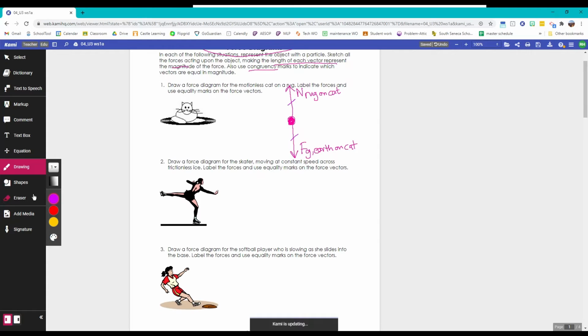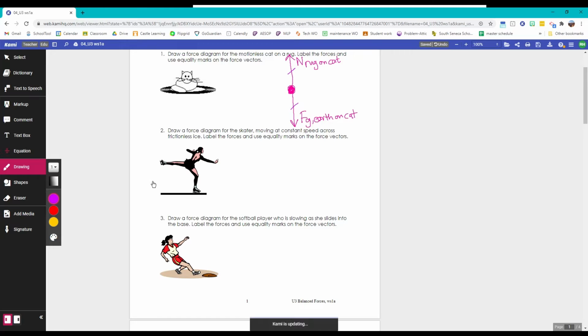Let's look at the second problem with the ice skater. Switch to green. Okay, so ice skater is my system. I missed that part on the cat. Just the cat, not the rug, is in my system. The ice skater is in the system. Reduce the ice skater to a particle. Sorry, ice skater. And look at the forces.